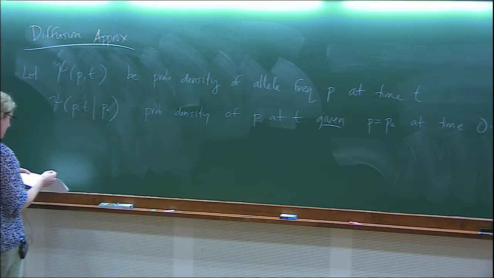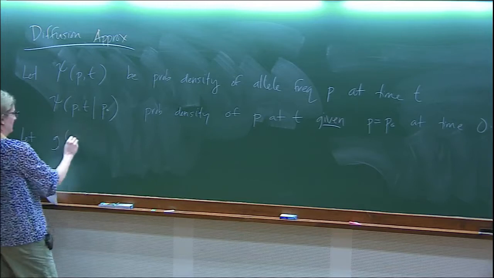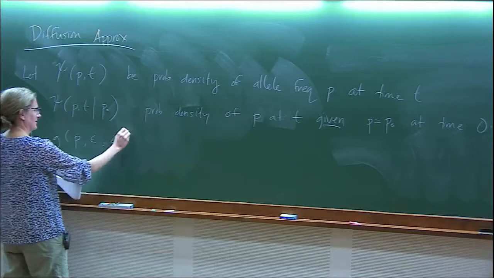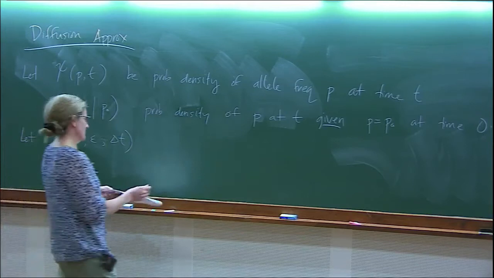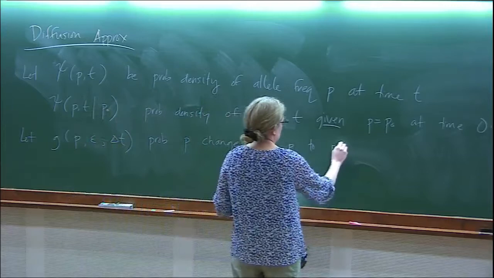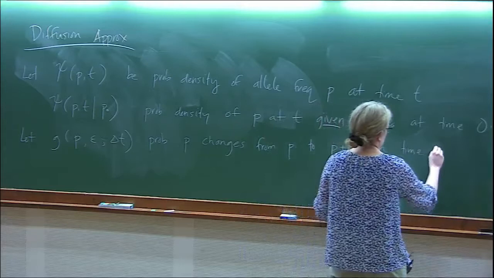And then G. G depends on P, epsilon, delta T. Maybe we can just make it a comma. Let's just make it a comma. This is the probability that P changes from P to P plus epsilon in time interval delta t.